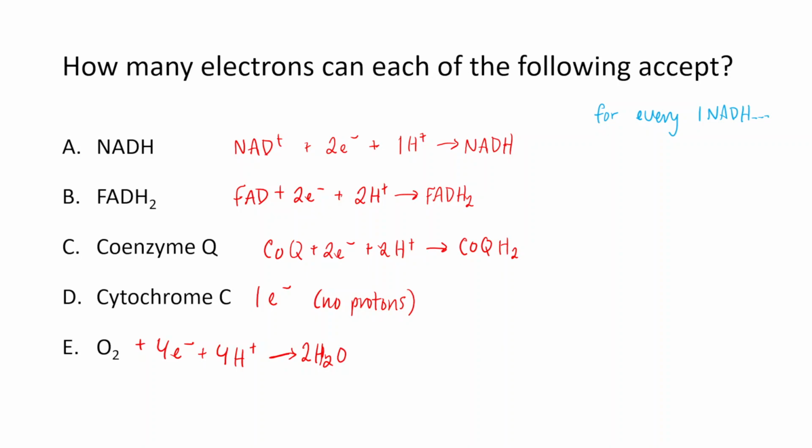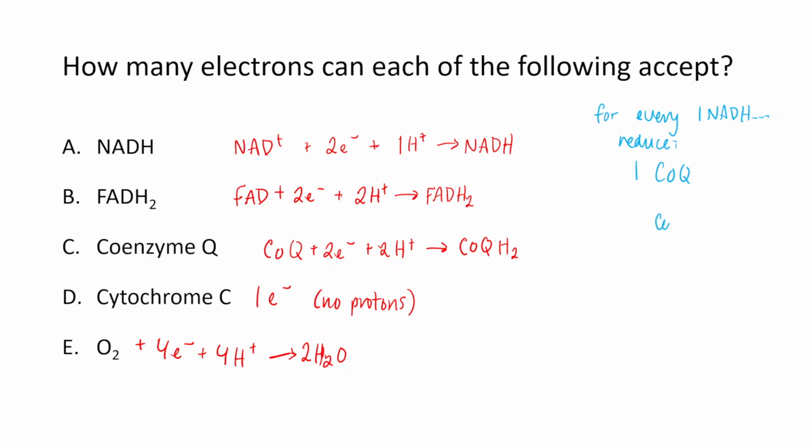So for every one NADH that you reduce, how many coenzyme Qs can you reduce? If you take the electrons from an NADH and you stick them on a coenzyme Q, how many coenzyme Qs? One, yeah, because there's 2 electrons from the NADH. 2 electrons can reduce the coenzyme Q.